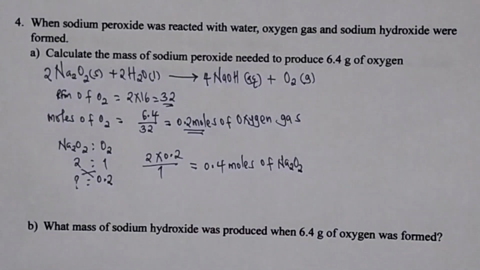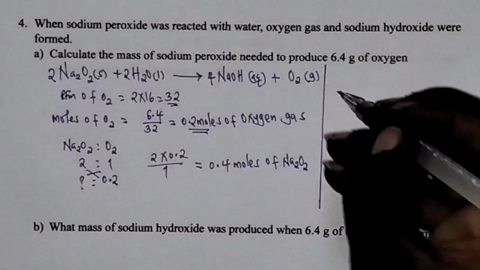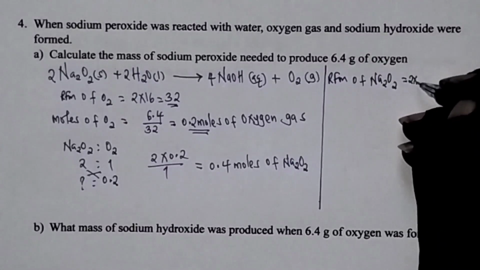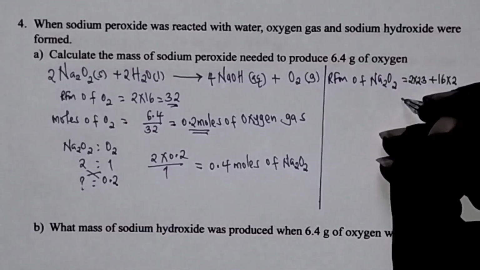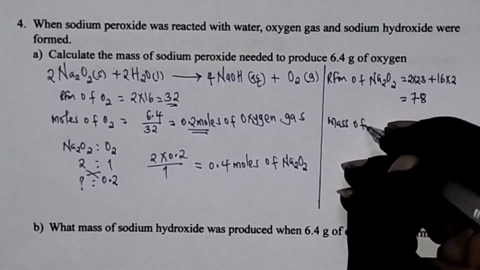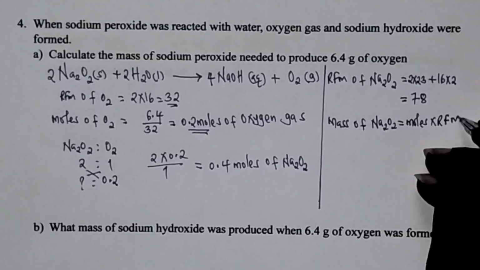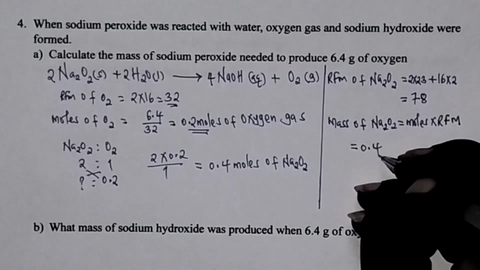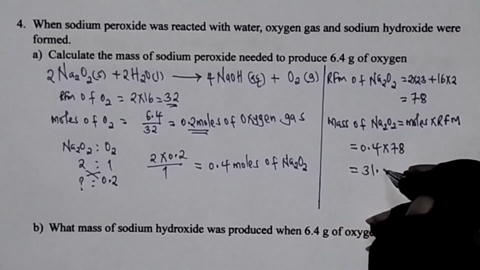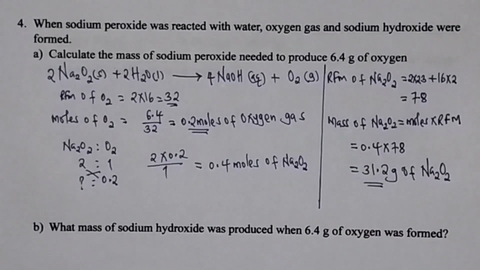So next, if we have gotten the moles of sodium peroxide, we have to look for the RFM of sodium peroxide. RFM of sodium peroxide will be equal to 2 times 23 for sodium plus 16 times 2 for oxygen. This we are going to get 78. So mass of sodium peroxide will be equal to moles times RFM. So how are we going to do this? 0.4, which is the moles of sodium peroxide, multiplied by 78, which is the RFM. So here we are going to get 31.2 grams of sodium peroxide. That will be the mass for sodium peroxide in question 4 part A.